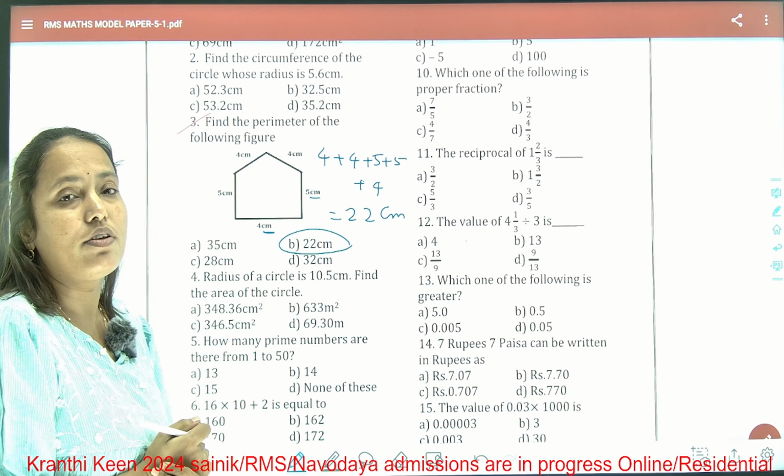Here, 7 paisa can be written as what? You need to convert this question into rupees. They are asking to convert into rupees. Already in the question they gave 7 rupees, but they gave 7 paisa. We need to convert into rupees. 7 paisa converted into rupees means 7 by 100. 7 by 100 means 0.07. 0.07 is nothing but 0.07.